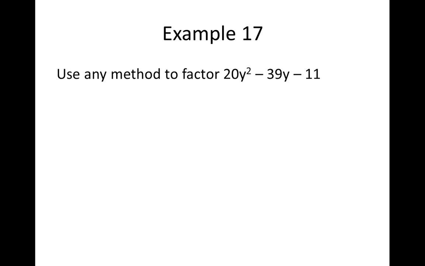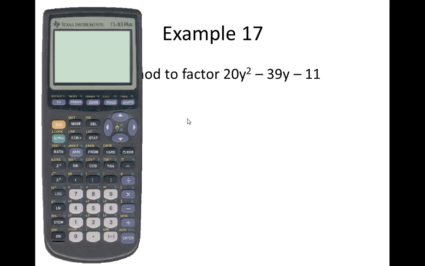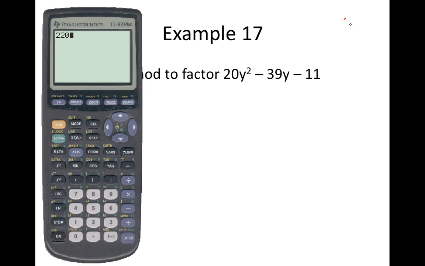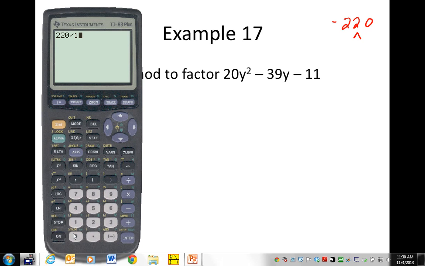Example 17. Use any method to factor 20y squared minus 39y minus 11. Okay, let's use the calculator on this one. 20 times 11 is 220, so that's what I'm going to be factoring over here. And it's going to be a negative 220, so I know one factor's got to be positive, one's got to be negative. Let's just try a couple of these. 220 divided by 10, I think that's too far apart. 10 and 22, no, that won't give it to me.